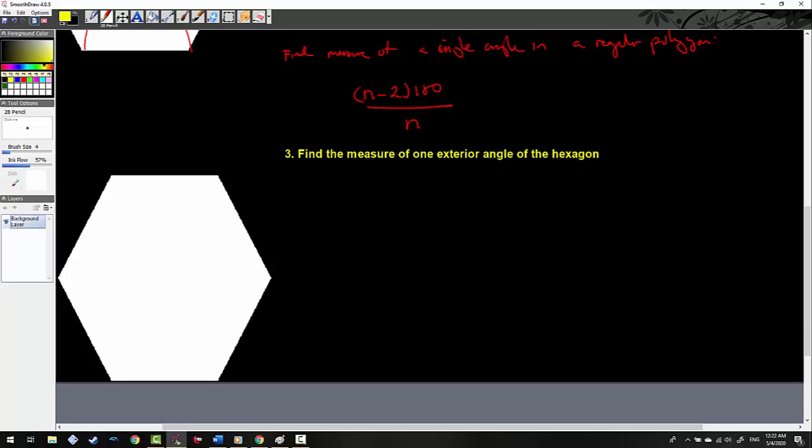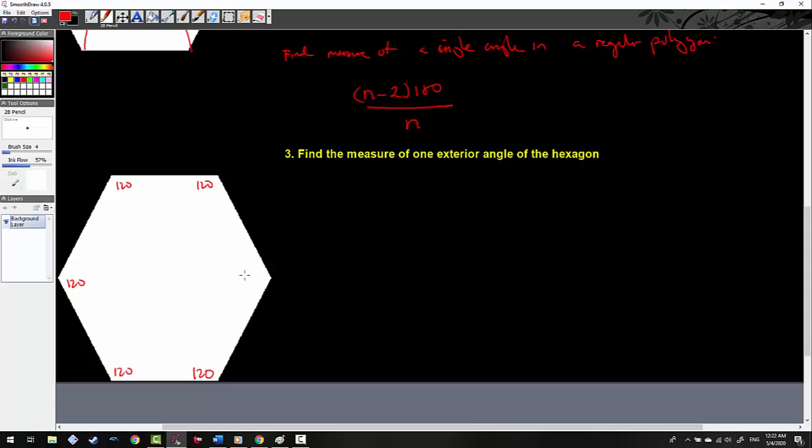In the third question here, they're asking us to find the measure of one exterior angle of the hexagon. Well, in order to figure that out, we're going to do it the long way first, but eventually it's going to become faster. In the last question, we determined that one of these angles is 120 degrees. Now, in fact, each of these angles is 120 degrees, but we really only need to pay attention to one of them because they're all the same thing.